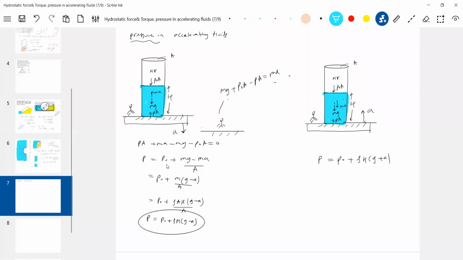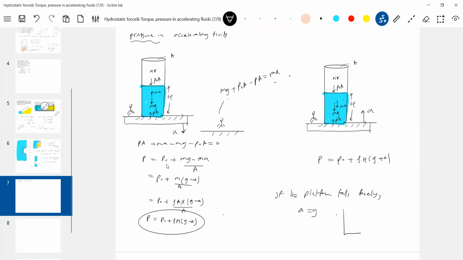Okay, I get this. Now, if the platform falls freely, then what is A? A will become equal to g, then P equals P naught. So the pressure at all points will be equal to P naught. Everywhere inside, the pressure will be P naught.